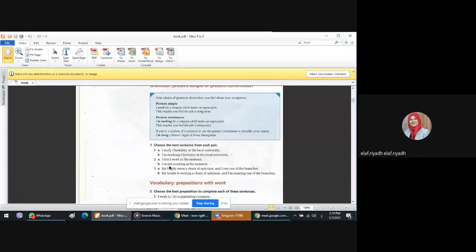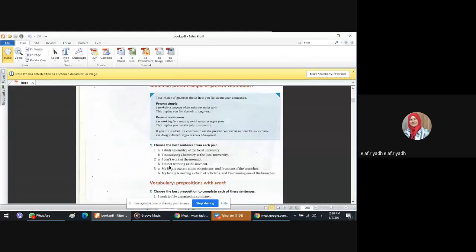It's used for four things. The first one is for facts. The second one is used for what we call ordinary habits, which we usually do. For example, I go to school every day. This is a habit, whereas a fact is, for example, wood floats on the water, or the sun rises from the east. Okay, so we should use present simple.